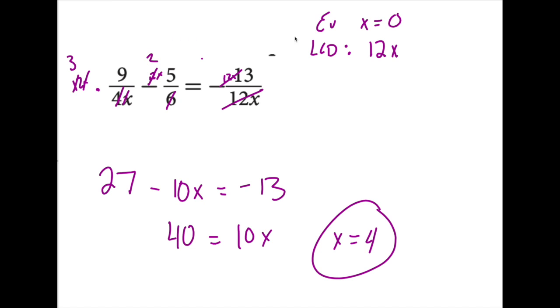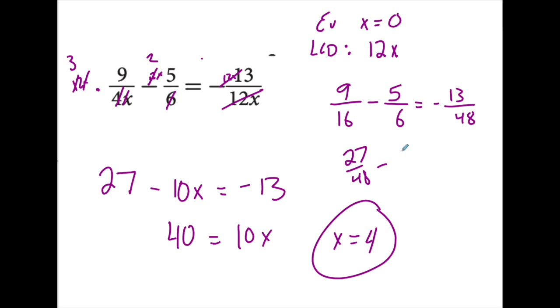Let's check our work. Okay, 9/16 minus 5/6 equals negative 13/48. So that would be 27/48 minus 40/48 equals negative 13/48. Perfecto. Okay, so same idea, but a little bit more complicated.